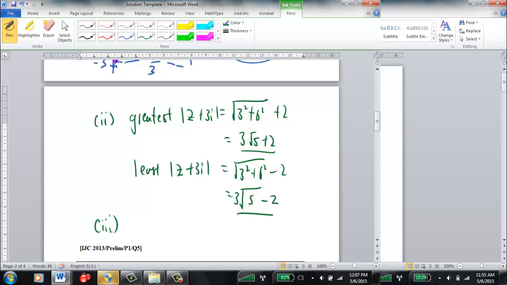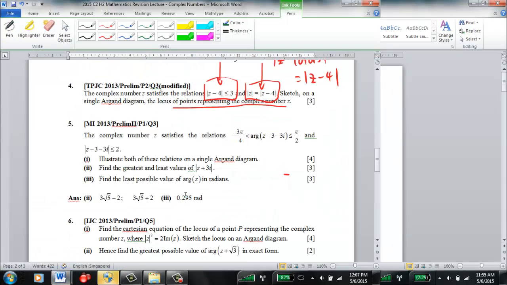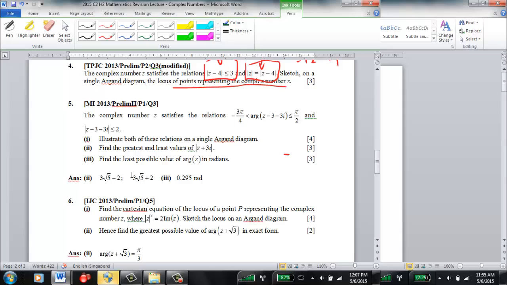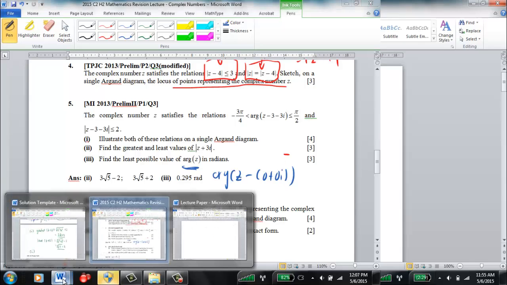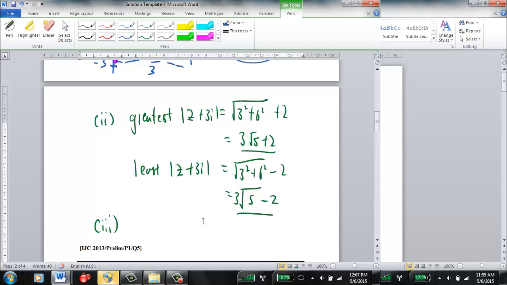Yeah, let's revisit the question. Find the least possible value of arg z. Before we go on, you need to understand what arg z is. It means the argument of z minus 0 plus 0i. Identify where it is to z. So if you go forward, now let me revisit my diagram again.